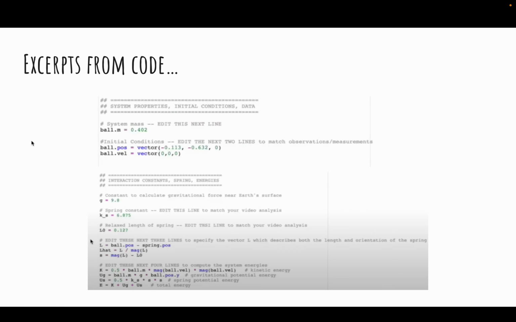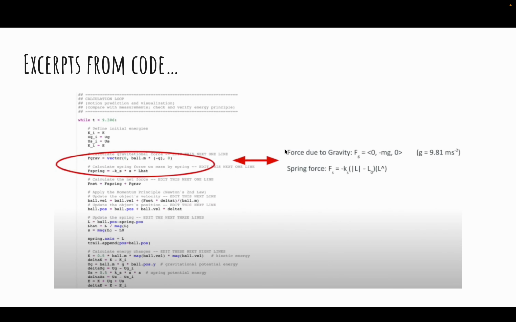And here are some excerpts from my code. The ball's mass, its initial position and velocity, g, spring constant, relaxed length of the spring, and then some other position and energy formulas. Then we're factoring in the force of gravity, and then we have our momentum principle here, and then we're updating L and L hat as it iterates.